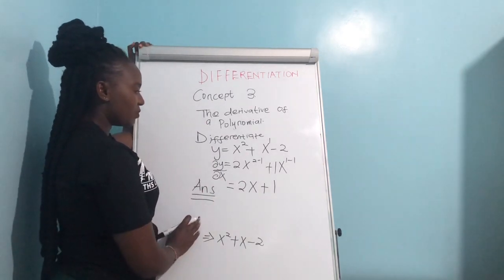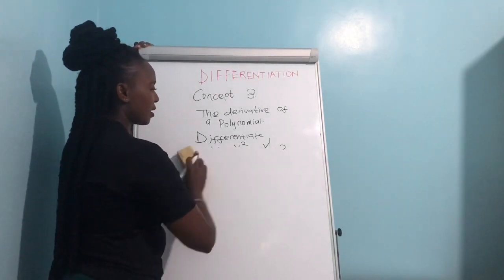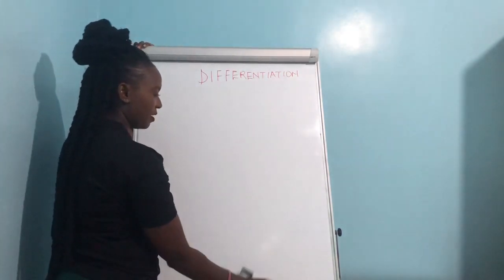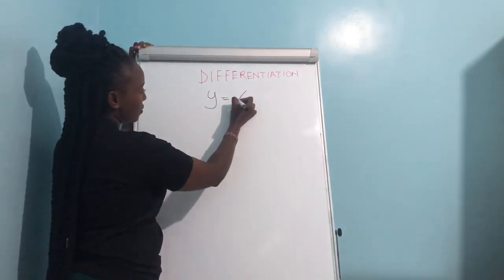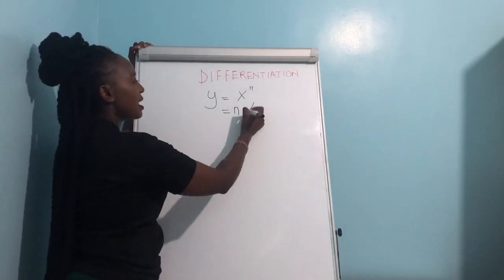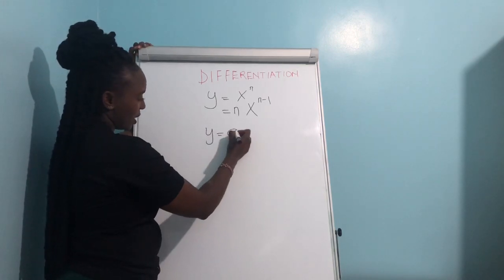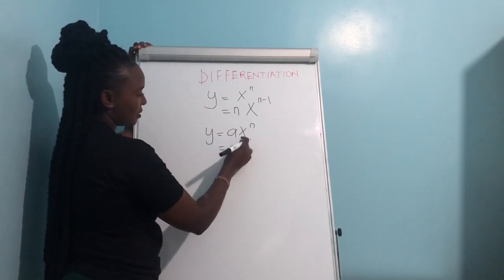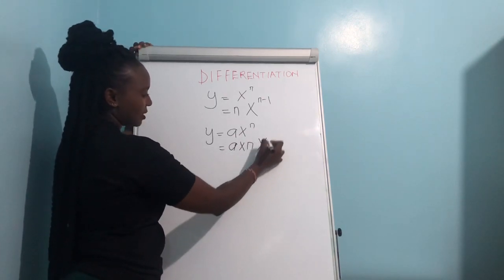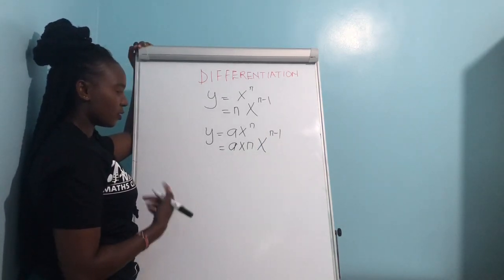So basically, we've seen the first concept. Let us just do a recap. First concept, we talked about y is equal to x^n, and this becomes n, you bring n to the front, x^(n-1). And when you have y is equal to a x^n, this means you bring n to the front again, so you multiply it by a x, then n, always minus 1. So basically that is what you do. This was our concept 2.